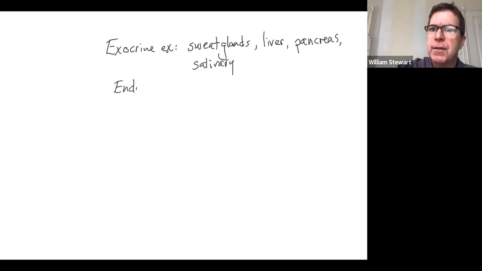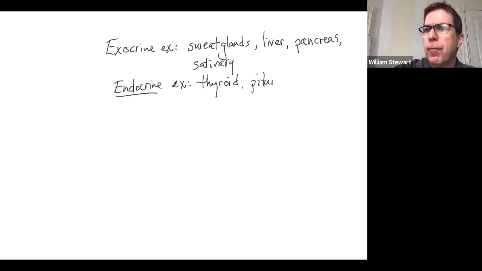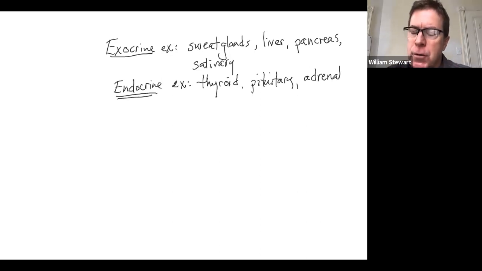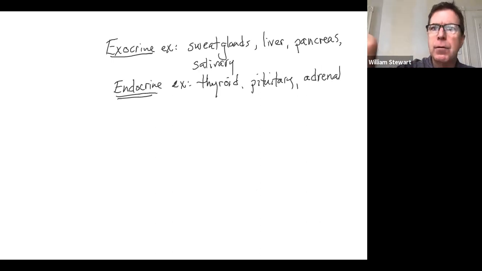We're not doing the endocrine system right now, but I'm just going to give you some examples. Endocrine examples would be like the thyroid, pituitary in the brain, adrenal glands. Those, remember, they specifically secrete hormones that have to enter the bloodstream and circulate all over the body until they find their target cells. Now, I'm going to highlight a few things about exocrine glands.